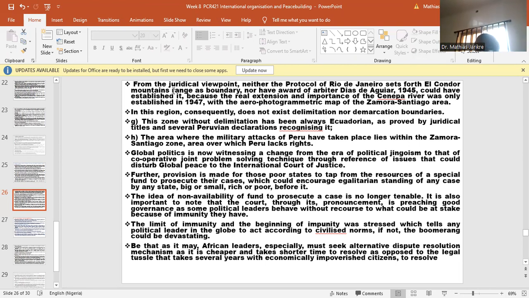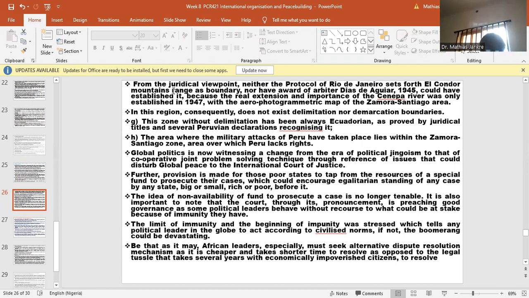Global politics is now witnessing a change from the era of political jingoism to that of cooperative joint problem-solving techniques, through reference of issues that could disturb global peace to the International Court of Justice. Further, provision is made for poor states to tap from the resources of special funds to prosecute these cases, which could encourage egalitarian standing of any case by any state, big or small, rich or poor, before it. The idea of non-availability of funds to prosecute a case is no longer tenable.